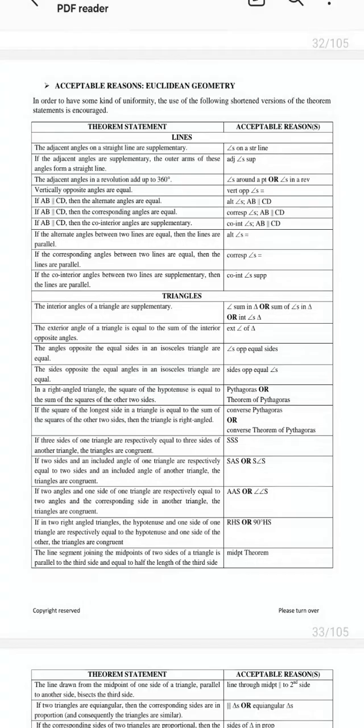And our reason is converse Pythagoras, the converse of the theorem of Pythagoras. One of those two.